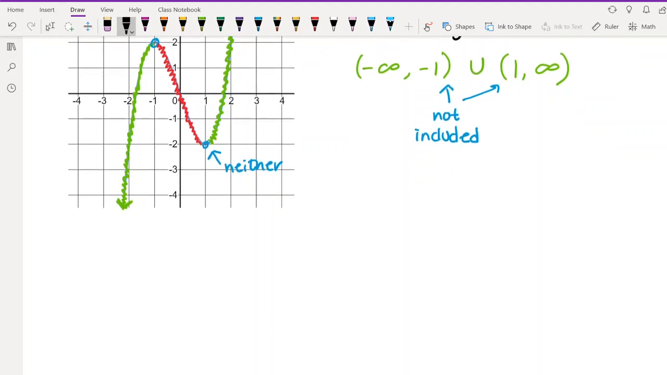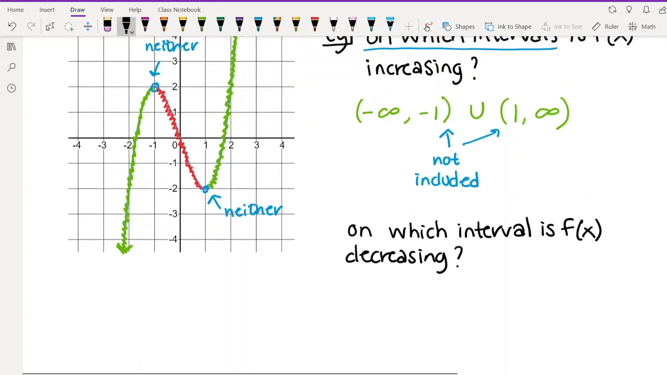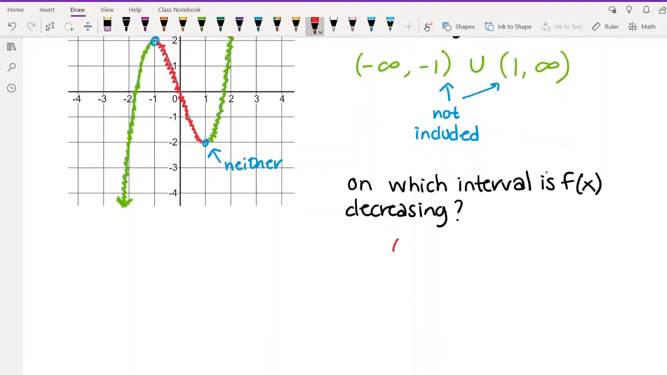Okay, so now we can answer the opposite question. On which interval is f of x decreasing? Again, now we're just looking for the portion of the graph where it's going down from left to right. We already highlighted that in red, and we just want to record the x values where this is happening. So it starts decreasing at -1. Again, we're not including -1. And then it stops decreasing at 1.